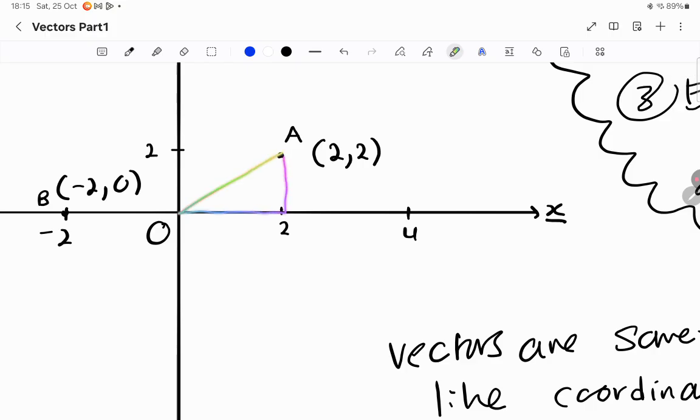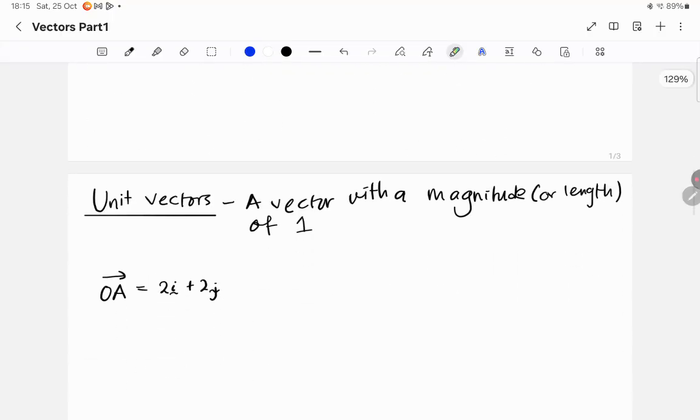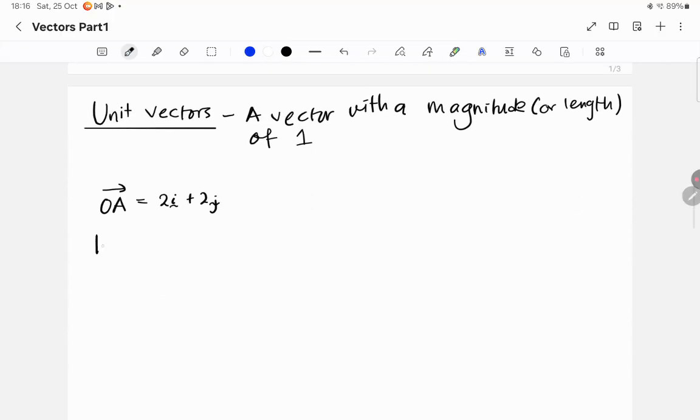So how far is point A from O? Normally magnitudes are written in this form with the modulus brackets around it, and the way to do it is just simply Pythagoras theorem, where you just add up these two squared, which would give us 2 root 2. So a unit vector would be written like this. You'd start with the cone on top, the arrow OA.